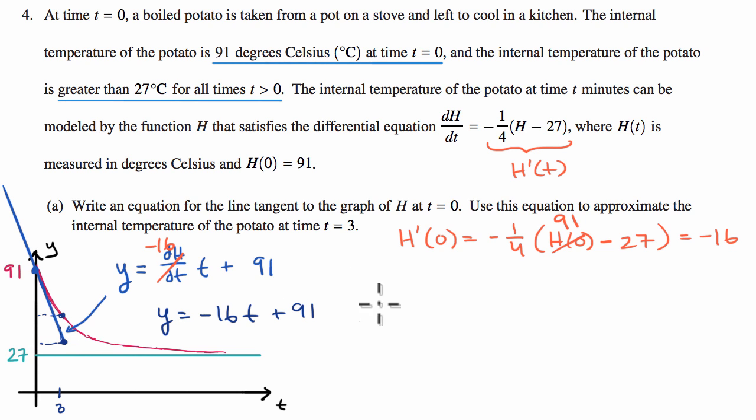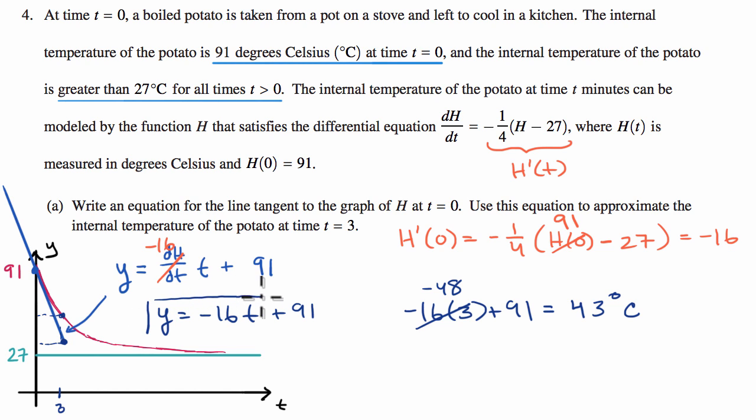So then we would get negative 16 times 3 plus 91, which is negative 48 plus 91, which is 43. So this is equal to 43 degrees Celsius. So this right over here is the equation for the line tangent to the graph of h at t equal to 0. And this right over here is our approximation, using that equation of the tangent line, of the internal temperature of the potato at time t equal to 3.